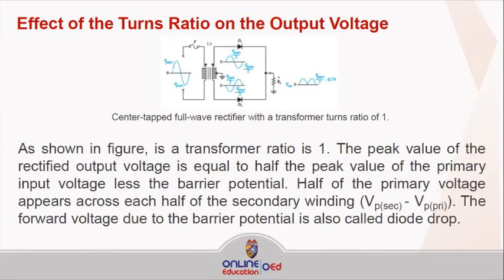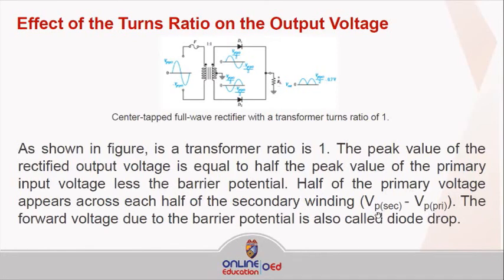Okay, as you can see, this is the center tap full wave rectifier with a transformer turn ratio of 1. As shown in the figure, the transformer ratio is 1. Okay, ano mangyayari kapag ang transformer ratio is 1 in the center tap full wave rectifier? The peak value of the rectified output voltage is equal to half the peak value of the primary input voltage, then it's less than the barrier potential. Half of the primary voltage appears across each half of the secondary winding, Vp(sec) minus Vp(primary).